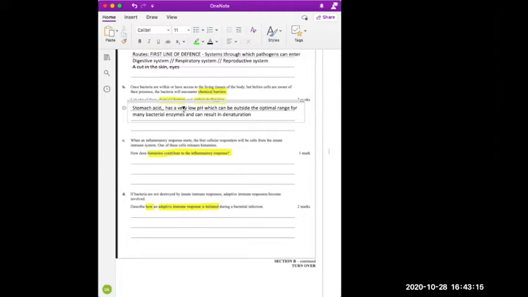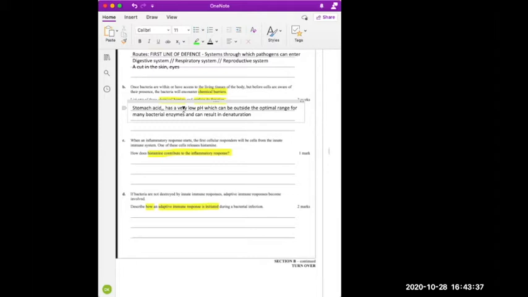Another thing that VCAA has noted was that for students that talked about lysozymes, some of them said lysosomes. Lysosomes are an organelle inside cells that contain lysozymes, which are digestive enzymes. But obviously in tears or on the surface of your eyes, you don't have lysosomes. You don't have random organelles. What you do have are the enzymes.